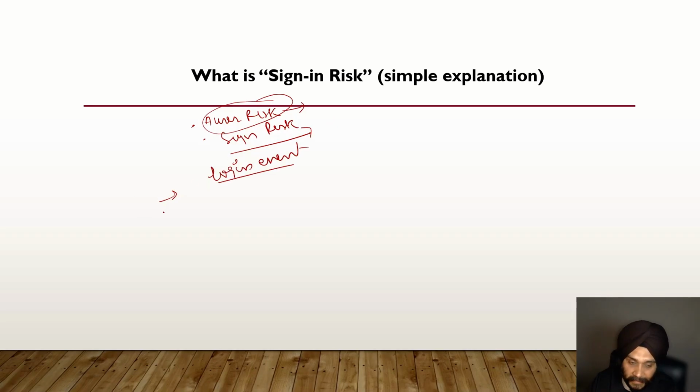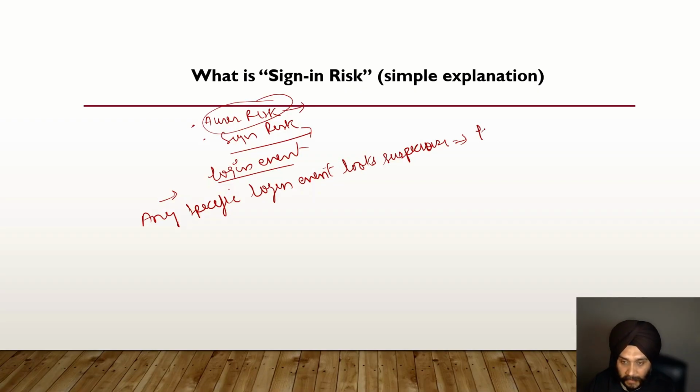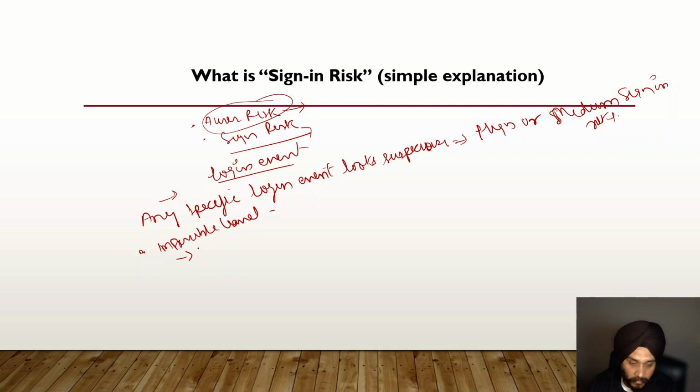Any specific login event that looks suspicious will be marked as either high or medium sign-in risk. How does Microsoft detect it? There are a couple of scenarios where Microsoft marks a login event as suspicious. For instance, impossible travel. Let's say you stay in Canada and within 5 minutes somebody logs in from India. No one can travel from Canada to India within 5 or 10 minutes. Not possible. So that will trigger a sign-in risk.